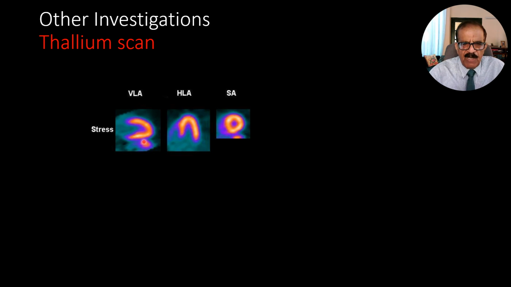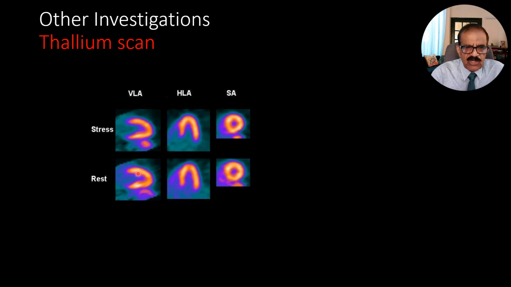After patient completes exercise, then patient is given some rest. After a few minutes, then the image is taken again. And in this case, there is no change because there was no ischemia here. So this radionuclide substance was taken up by the entire myocardium here, and the same image is shown here.